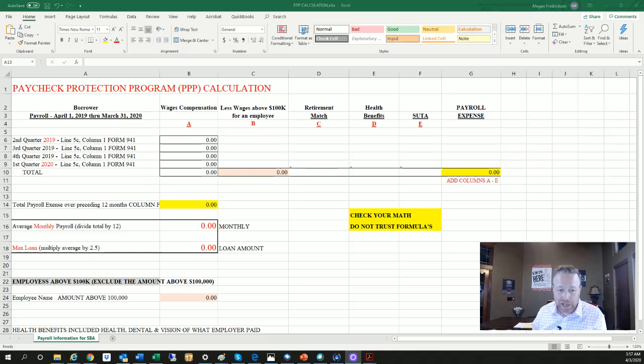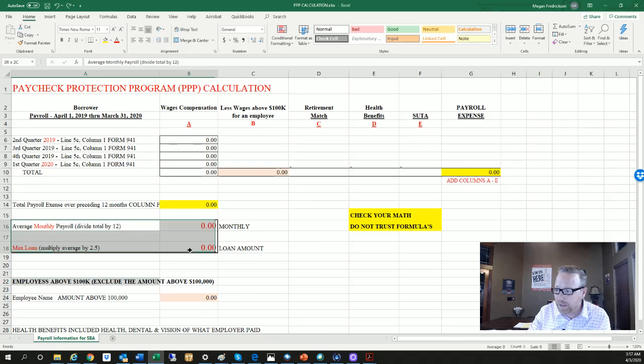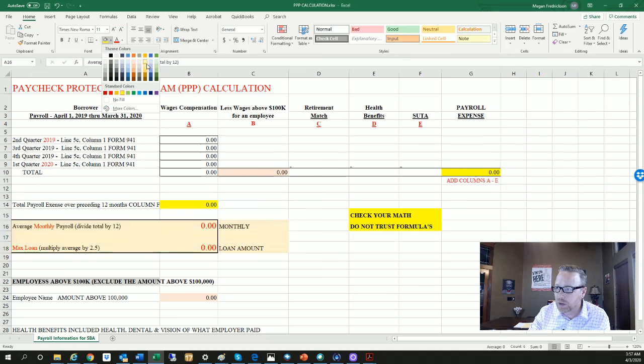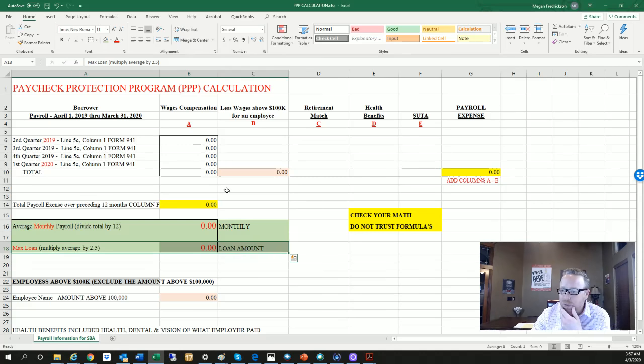So here's the deal. What we're trying to get to at the end of it is right here, okay? This right here is our total end goal. This is what we're trying to accomplish. We're trying to arrive at the max loan amount. That's the purpose of all the information.